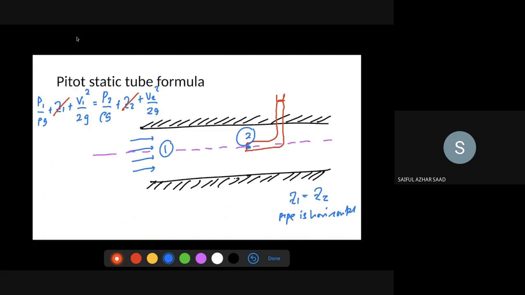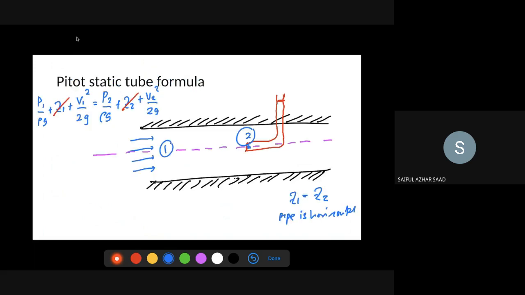So my new equation is going to be P1 over rho G plus V1 squared over 2G equals P2 over rho G plus V2 squared over 2G. Why? Because I already canceled my Z1. My point 1 and my point 2 are on the same elevation, which is a horizontal pipe. And then going back to here.